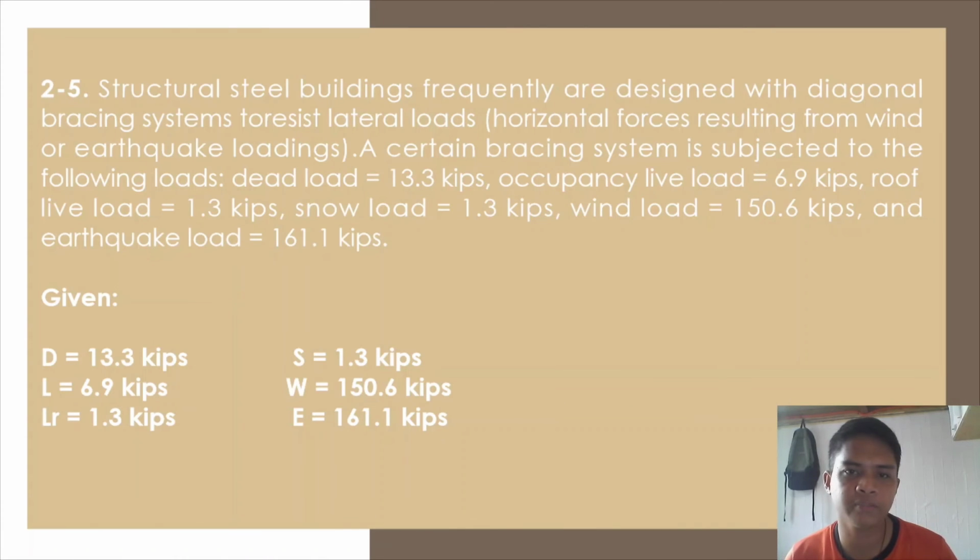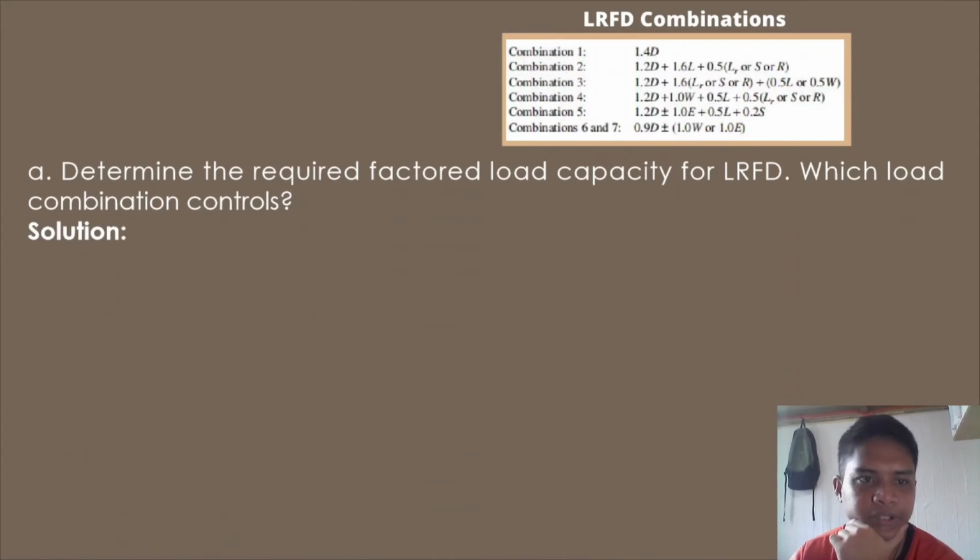Okay, number 5, structural steel buildings frequently are designed with diagonal bracing system to resist lateral loads, horizontal force resulting from wind or earthquake loads. Okay, feel ko maganda to sa mga wind na tayo and earthquake. A certain bracing system is subjected to the following load: dead load 13.3 kips, occupancy live load 6.9, roof live load 1.3 kips, snow load 1.3 kips ulit, wind load 150.60 kips, and earthquake load 161.1 kips. Okay, proceed tayo. Determine the required factored load capacity for LRFD, which load combination controls.